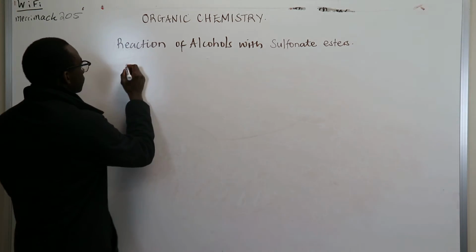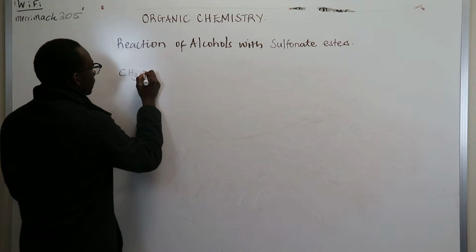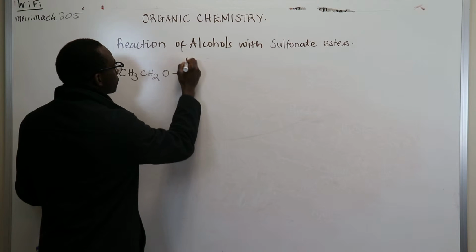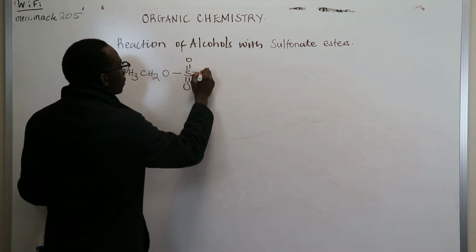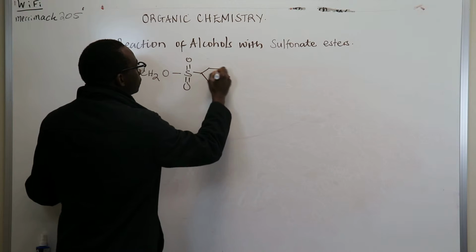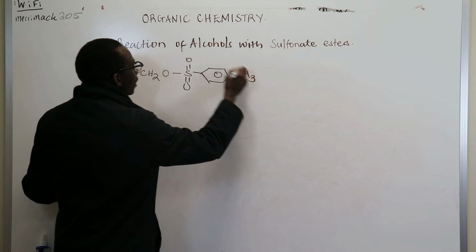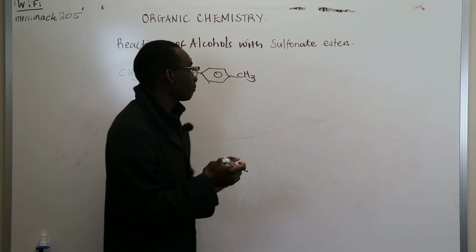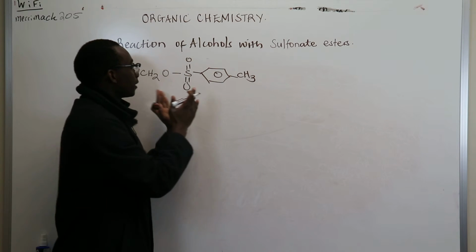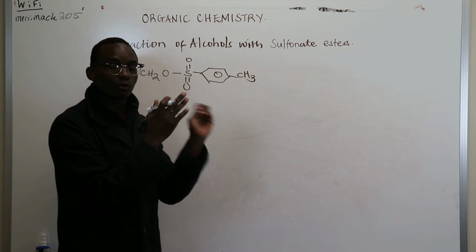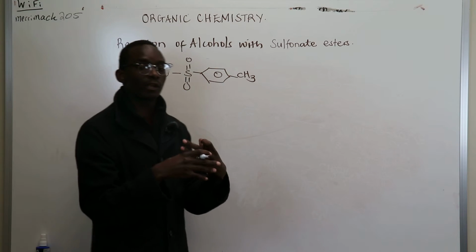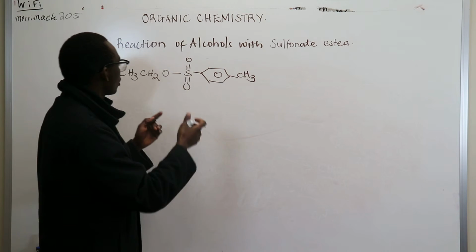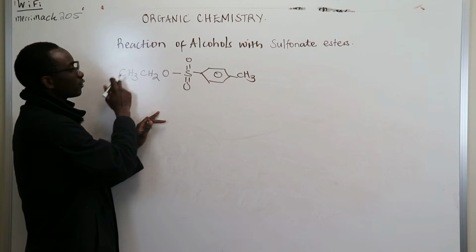So using this compound, CH3CH2O to the SO, so now using this structure, how can we make other functional groups? For example, this compound is a very good leaving group, so therefore any nucleophile we bring in can easily displace this off to include any functional group we want on these two carbons.